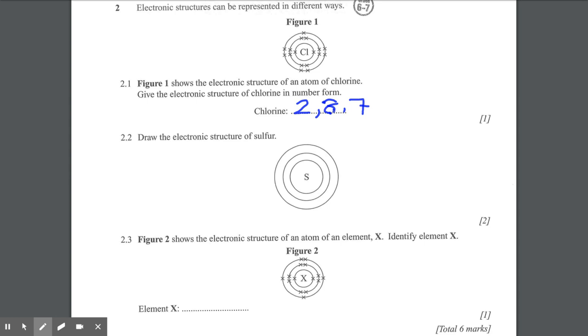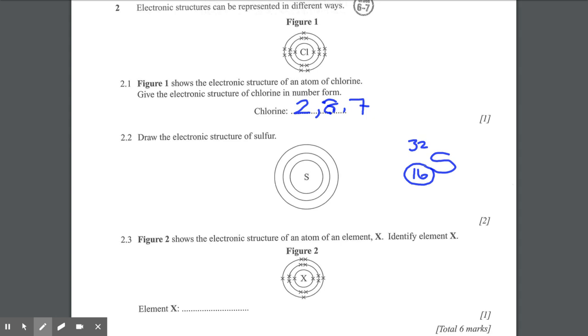It then asks us to draw the electronic structure for sulfur. Now we need a periodic table for this, but sulfur is 32 16 on its electronic numbers. So 32 mass number and a 16 atomic number. The 16 obviously tells us the number of protons, and coincidentally then tells us the number of electrons.